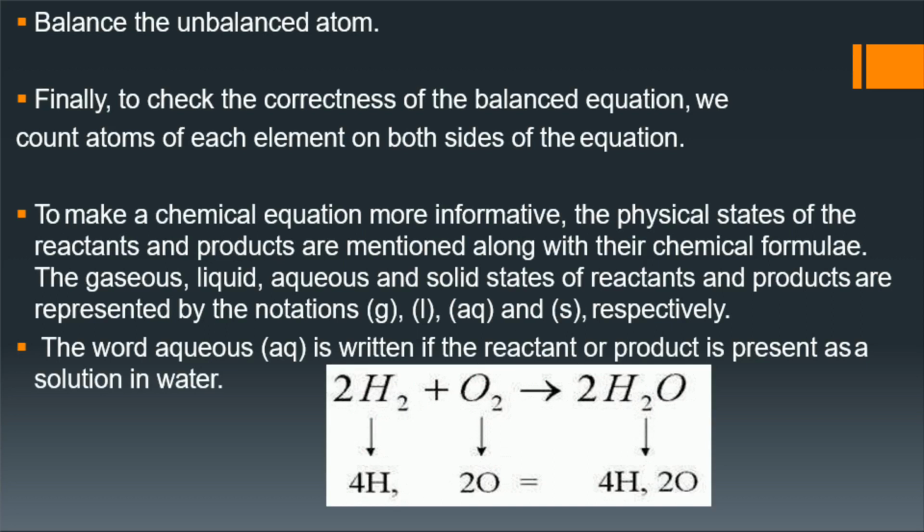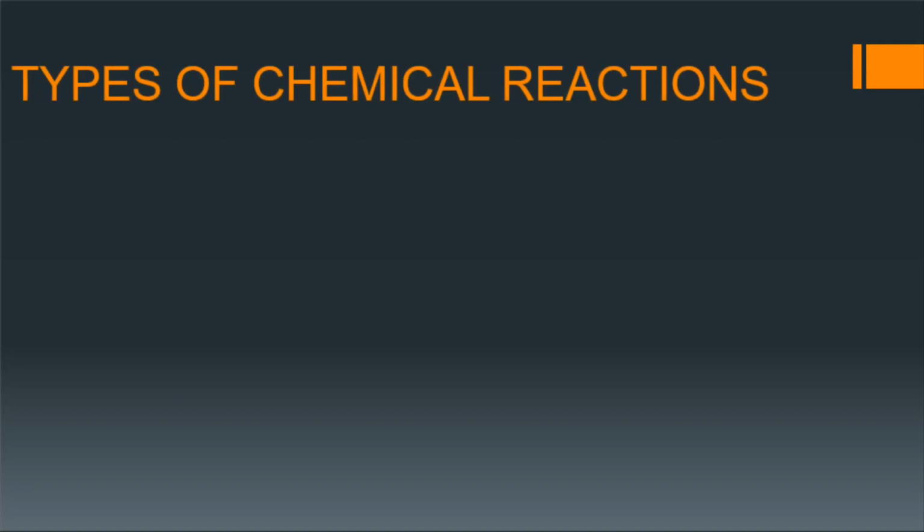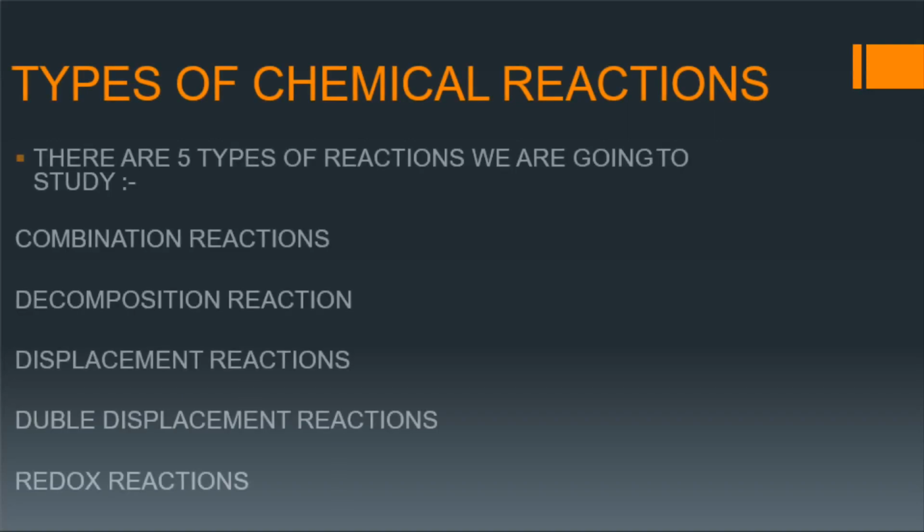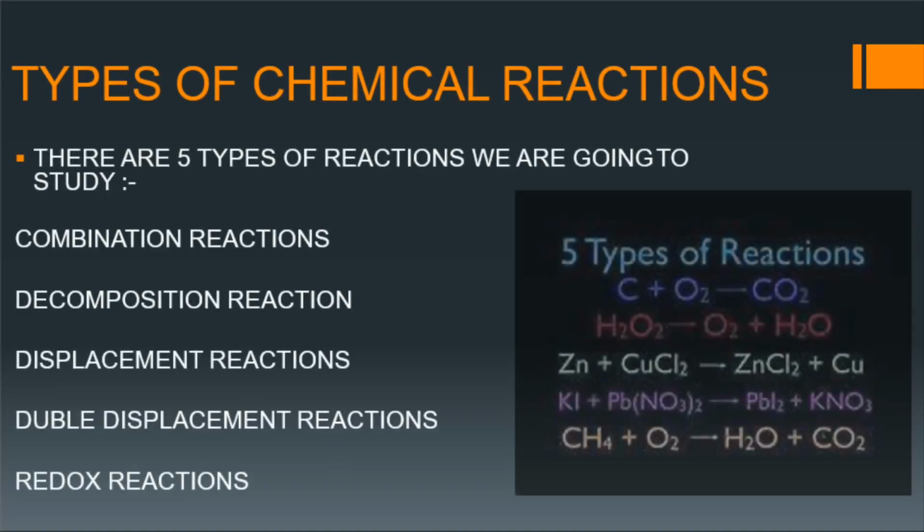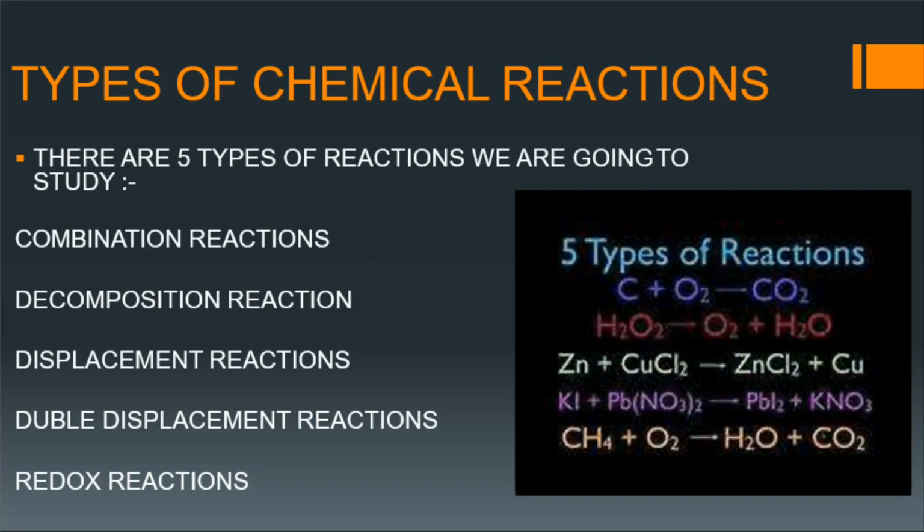Gaseous, liquid, aqueous and solid reactants and products are represented by G, L, AQ, and S, respectively. The aqueous state is written if the reactant or product is present as a solution in water. In this session, we are going to learn about the 5 types of chemical reactions: combination, decomposition, displacement, double displacement, and redox reactions.